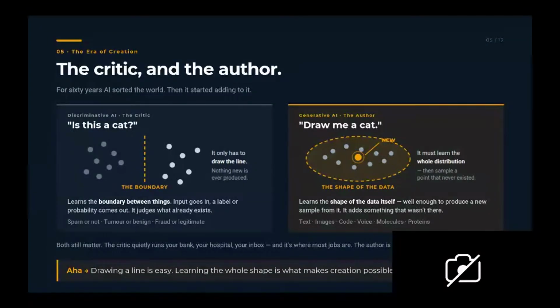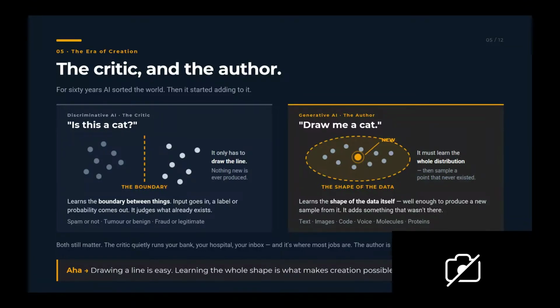AI, this is what we are used to in the past. It learns the boundary between things. Input goes in, a label or a program comes out. It judges what already exists. So you have it for your email, like your Gmail, you have spam or not spam. You have email coming, and at the end of the day, an algorithm that runs behind moves some of this mail and classifies them as spam or not spam. You use this in the banking industry, you could classify whatever request being made as fraud or not fraud.